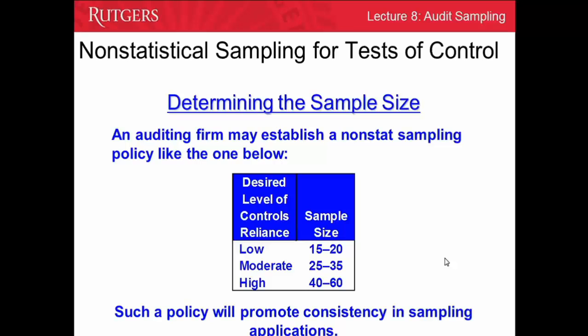A number of public accounting firms establish guidelines for non-statistical sample size for tests of controls. Typically, accounting firms' non-statistical guidance is consistent with sampling theory and is designed to provide two primary benefits. One is to simplify the judgments required by field auditors by having experts at firm headquarters make firm-wide judgments. And the second is to improve consistency in sampling applications within and across engagement teams. For example, a firm may establish guidelines like this.